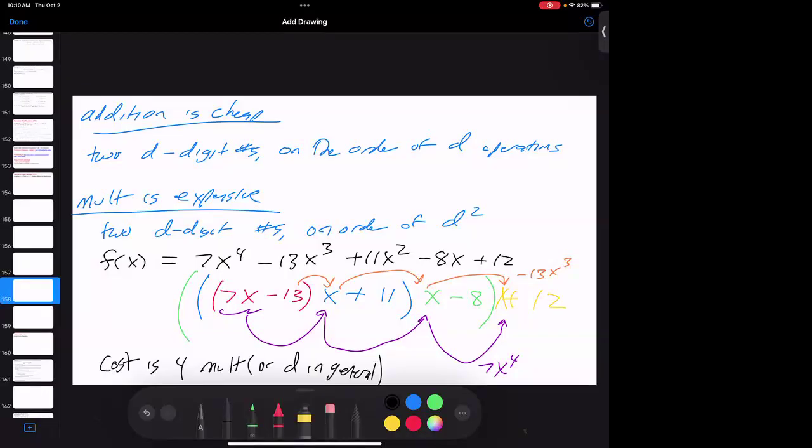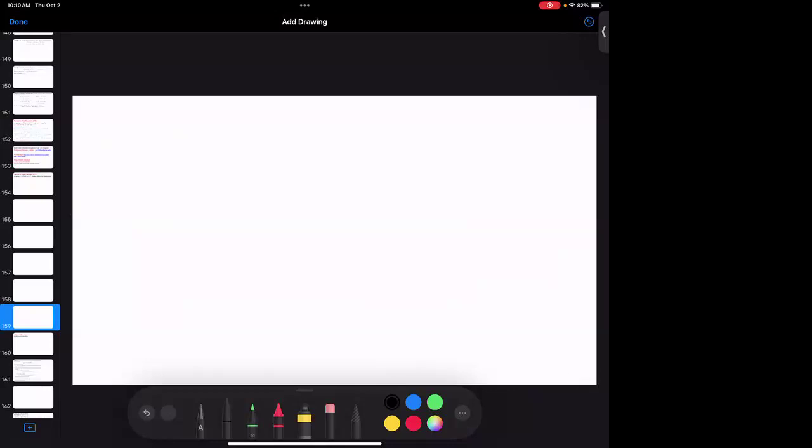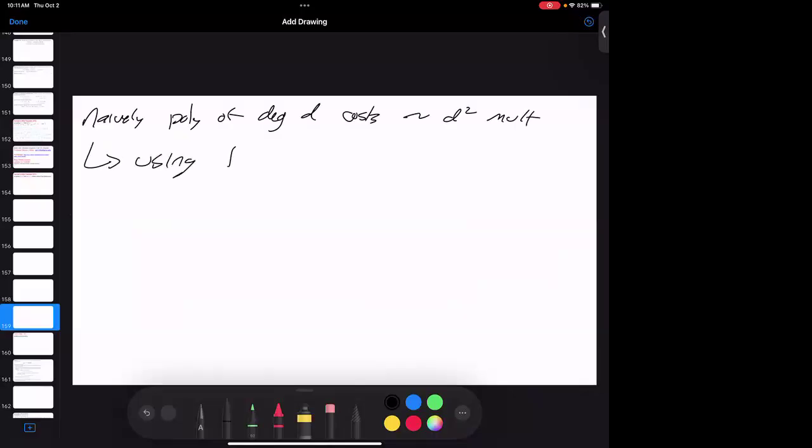And so what we showed is that naively, a polynomial of degree d costs on the order of d squared multiplications. Using Horner's rule costs on the order of d multiplications. That's a great improvement. But if I go from needing to do 10 to the 400 operations to needing to do 10 to the 200 operations, I'm still screwed.